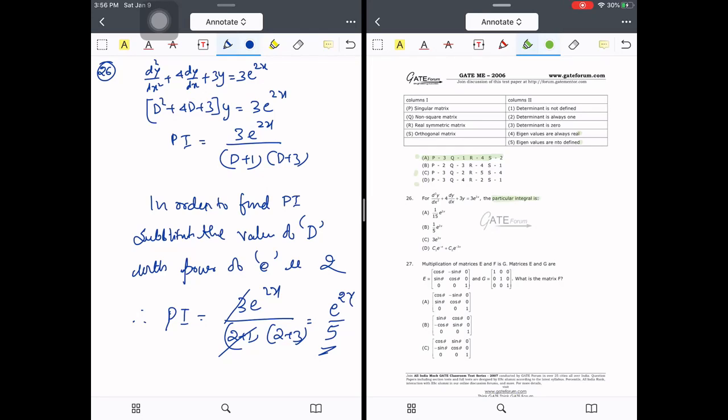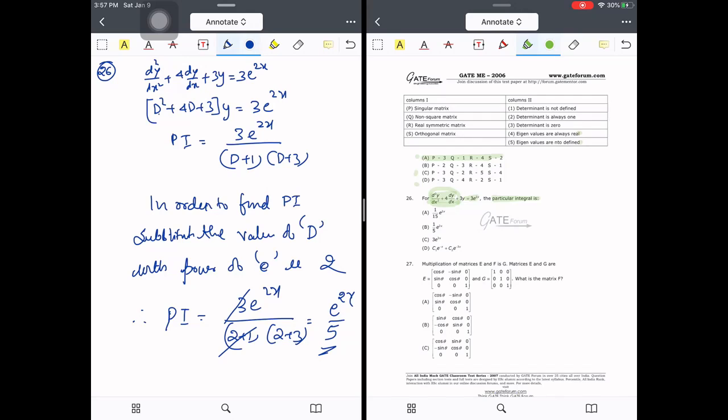Question number 26. d square y by dx square plus 4 dy by dx plus 3y is equal to 3 e to the power of 2x. We have to find the particular integral. It's a very beautiful question because the solution of a differential equation contains two parts, general solution and particular solution. Whatever we do in the left hand side gives the general solution, but when the RHS is not equal to 0, then we have to find the particular solution also.